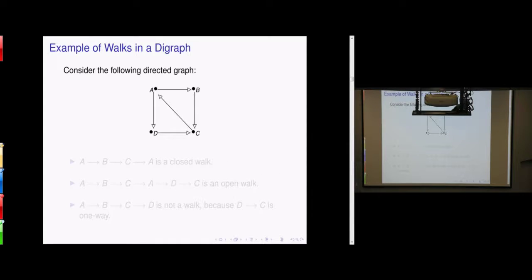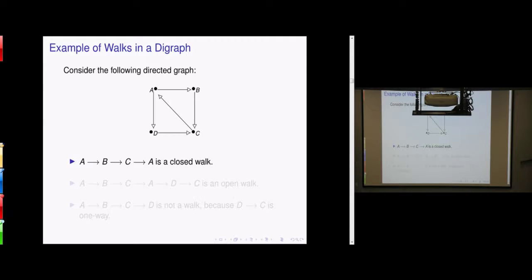Okay, example. So consider the following. This is a digraph. You have A, B, C, D, but each edge now has an arrow. For example, here from A to B, you can only travel one way. You cannot travel directly from B to A, because there's no arrow. You cannot reverse the traffic. You cannot travel against the traffic. So this is a digraph.